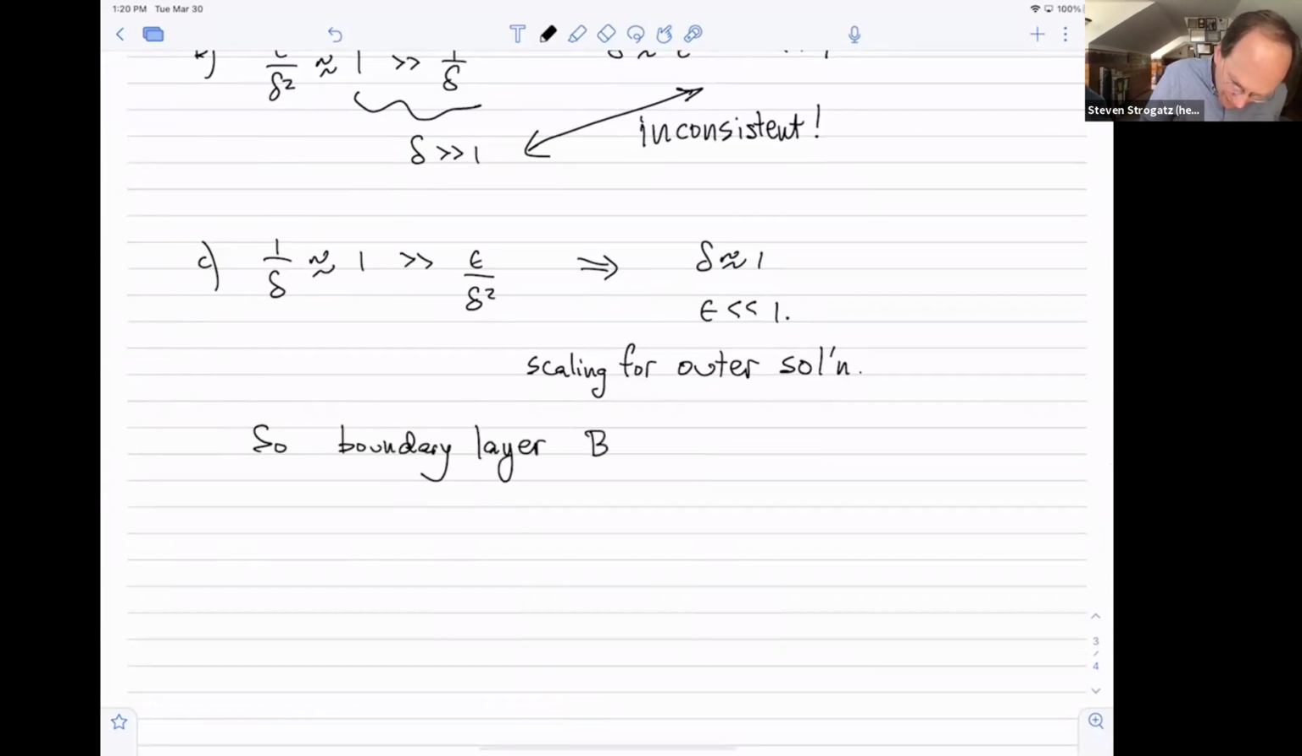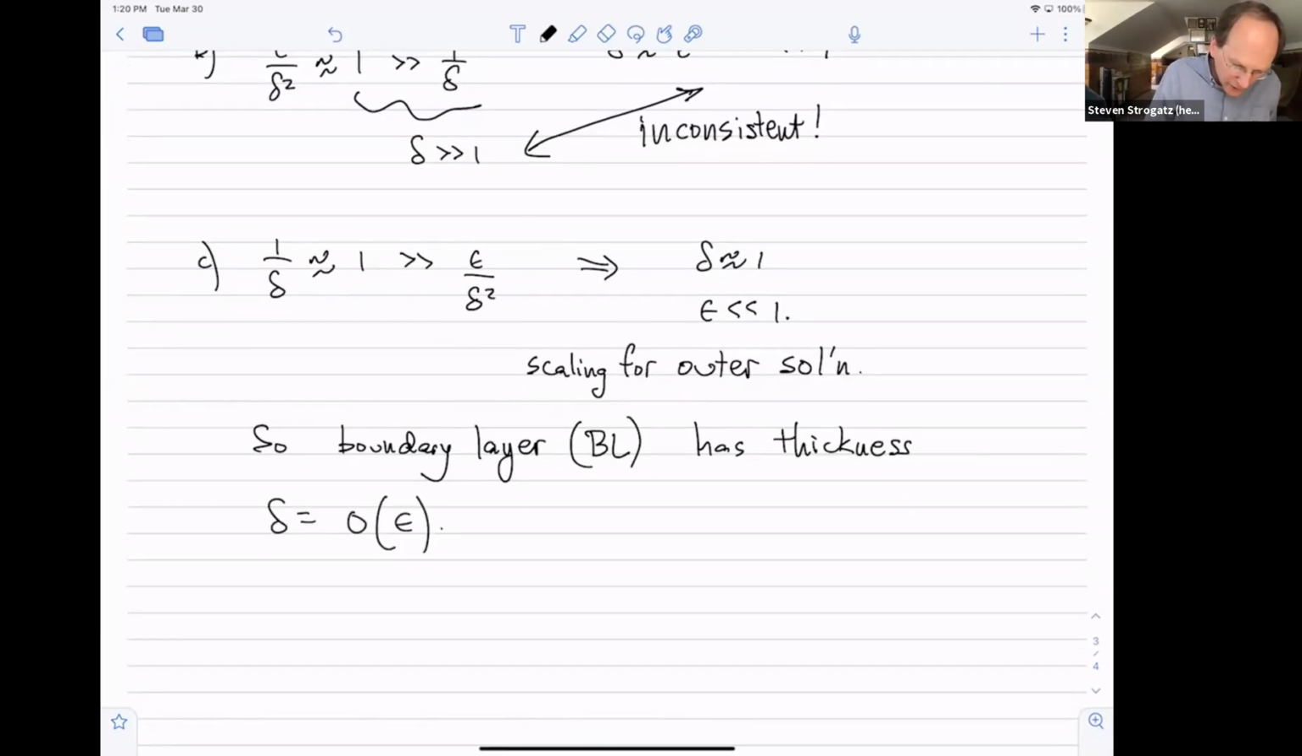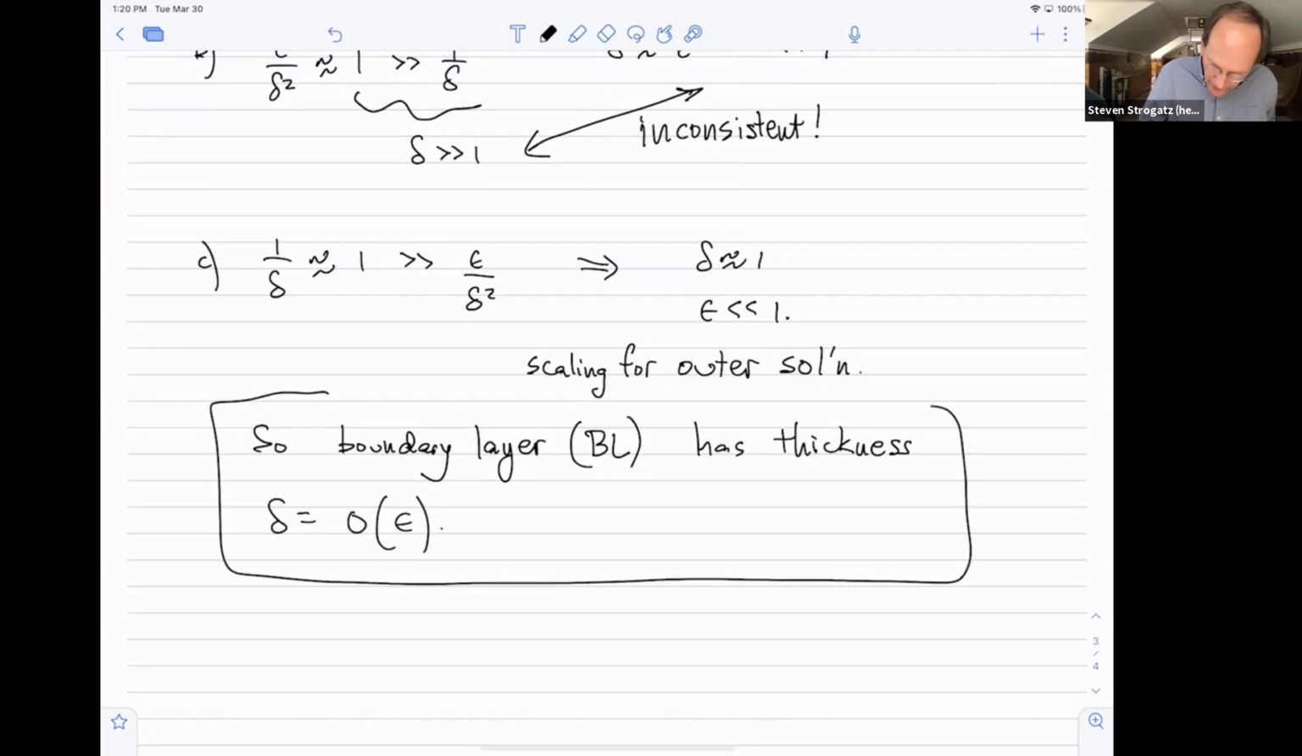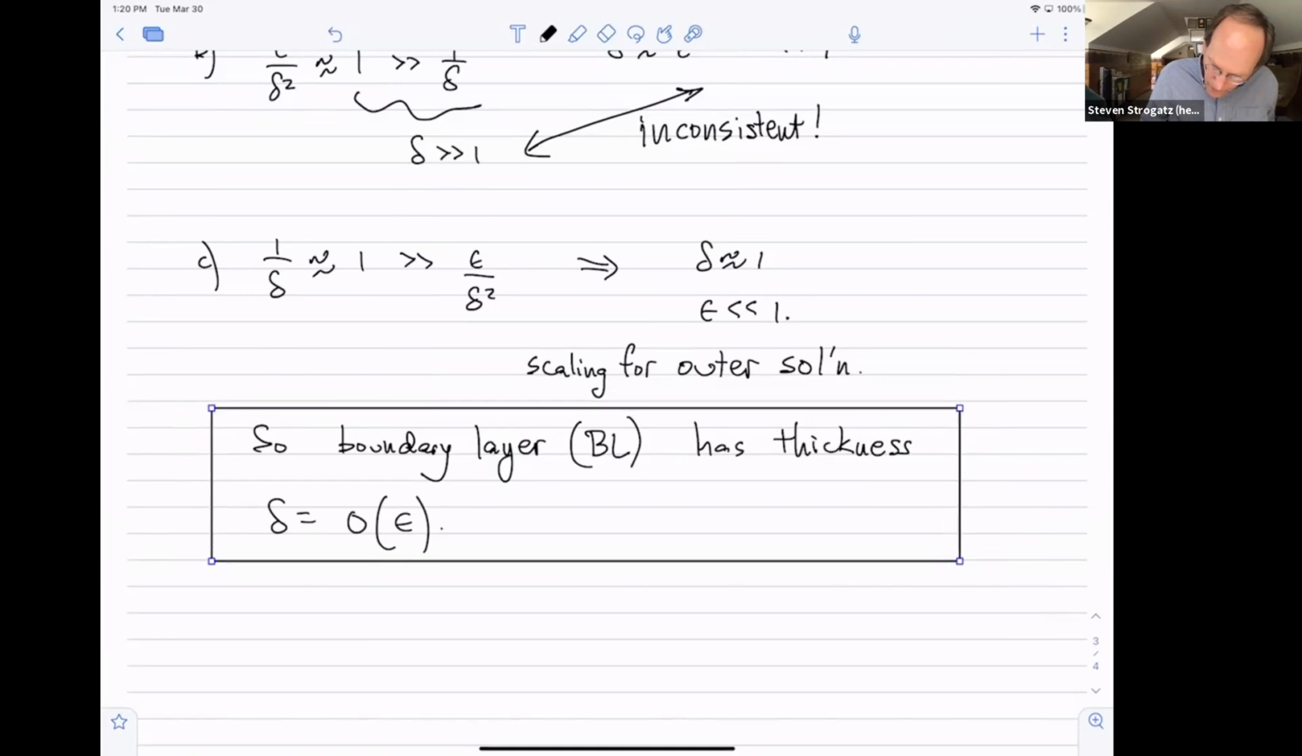So I'm going to be writing boundary layer so often, let me just use the abbreviation BL. It has a thickness of delta that scales like epsilon. Right, so that's the reasoning on this. So that's typical of the arguments we would use to figure out a thickness.